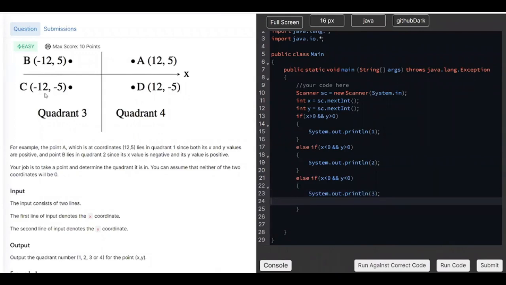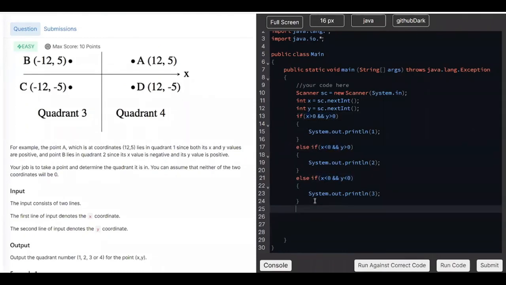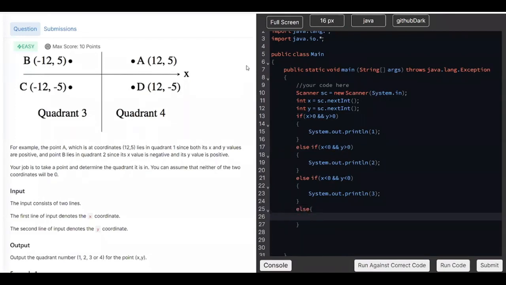Okay. And let's say, guys, if all these conditions evaluate to be false. If all these conditions evaluate to be false, that means what is the last quadrant that is left for you? Quadrant number 4. So if this condition is not true, this condition is not true, this condition is not true, iska matlab kya hua? There is only one possible quadrant where your point can lie. So I will write an else block and I will say, if I am coming inside the else block, that means the point is lying in quadrant number 4. So I will simply do a System.out.println 4. Okay.